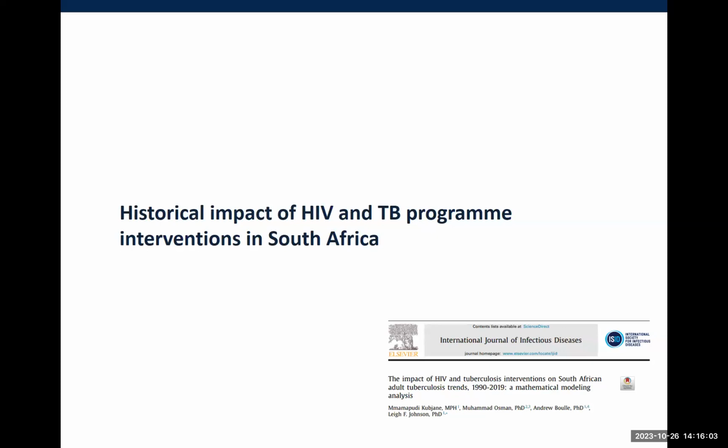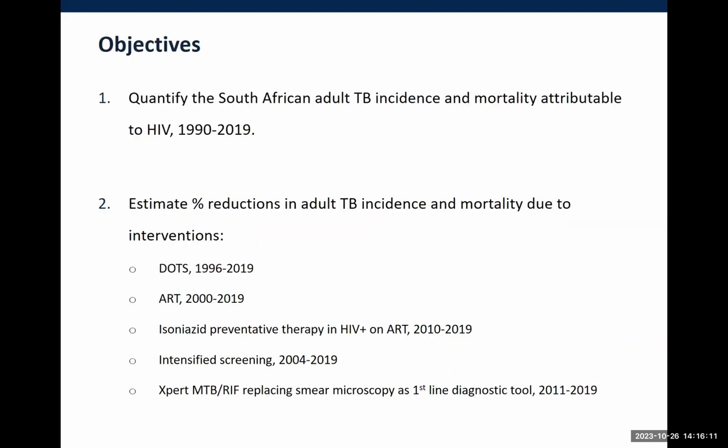Okay, so in this next set of results, I'll be showing the analyses that focused on the historical impacts of interventions and HIV on TB. The first will focus on the TB incidence and mortality attributable to HIV, and then look at the percentage reductions in TB incidence and mortality due to the various interventions that we looked at.